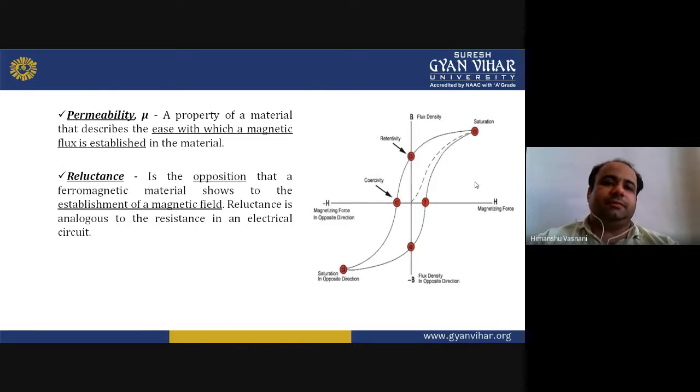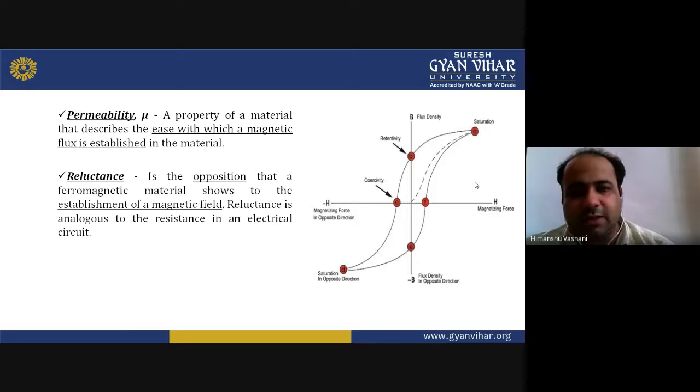Now permeability, denoted by mu, is a property of a material that describes the ease with which a magnetic flux is established in the material. The ease with which the magnetic flux is established in the material is called permeability.